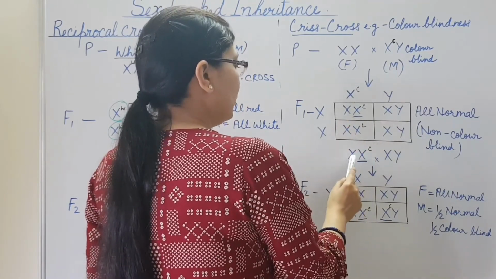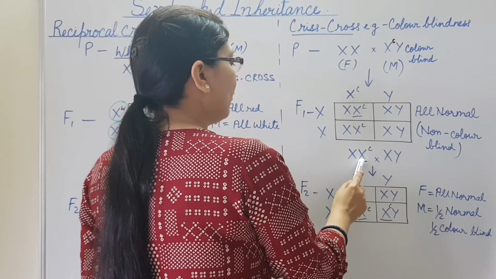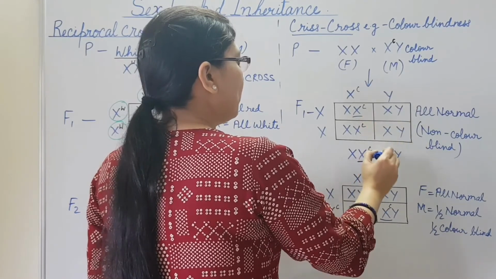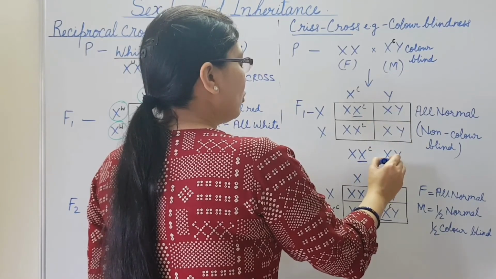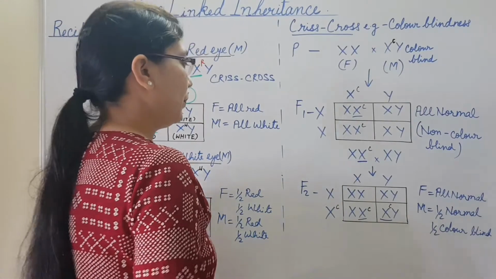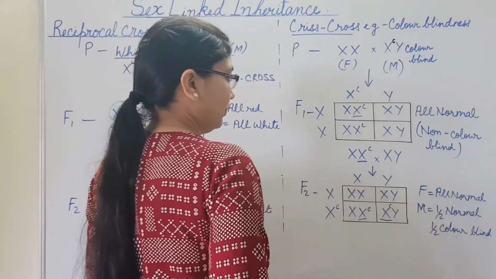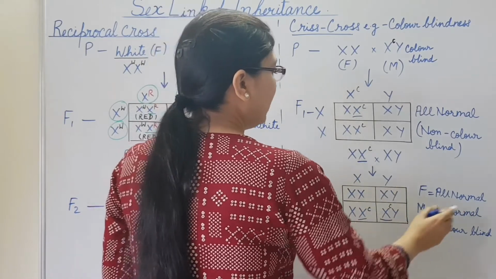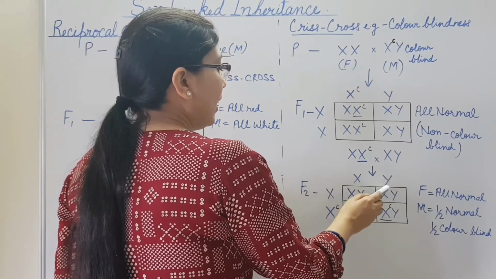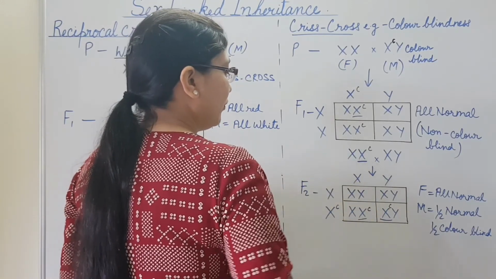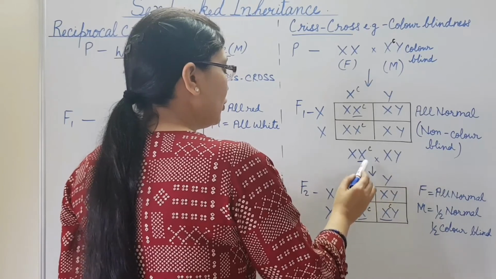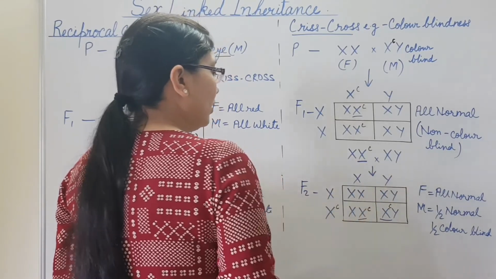Now, the F1 female, which has one X chromosome with the normal allele and one X chromosome with the allele for color blindness, is crossed with the F1 male, which has one X chromosome with the normal allele and a Y chromosome. In the F2 generation, if we see, all the females are normal, but half of the males are normal and half are colorblind. So, here the male receives the X chromosome from the female of the F1 generation. All the females receive one X chromosome from the male of the F1 generation and one X chromosome from the female of the F1 generation.